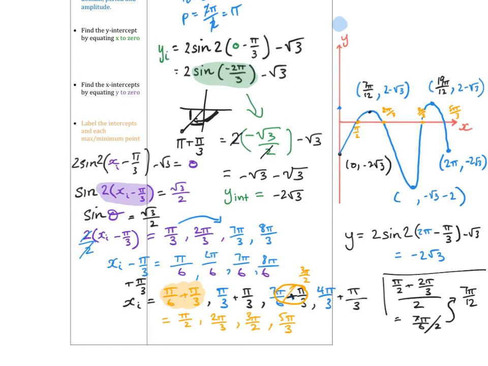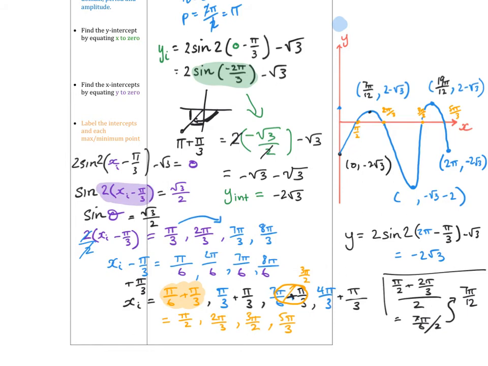Now a minimum point here, we actually can't see it, but I do happen to know that it's lower than negative 2 root 3, so we don't have a reference point. But we could think to ourselves, what's halfway between 2 pi on 3, so that's this point here, and 3 pi on 2?